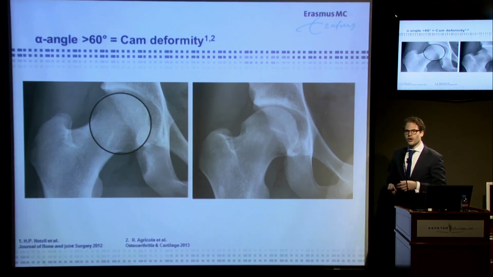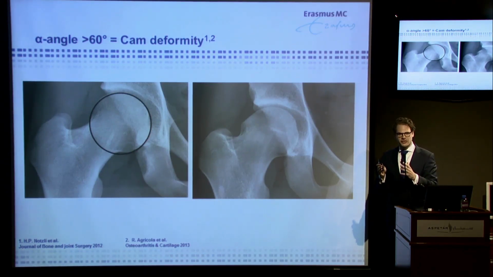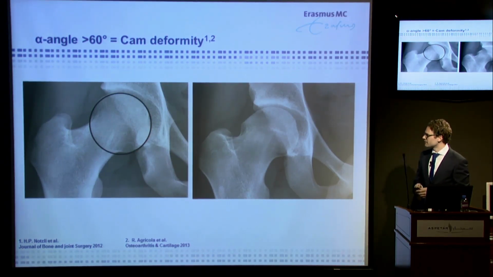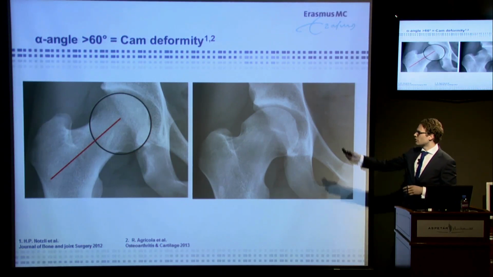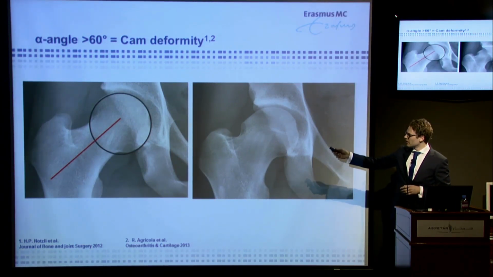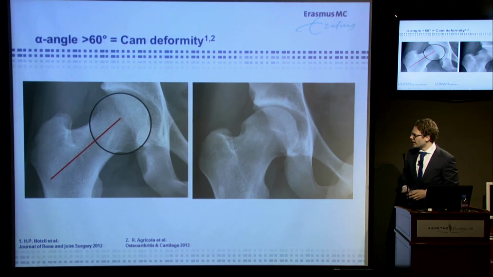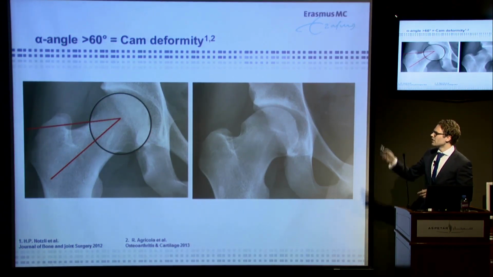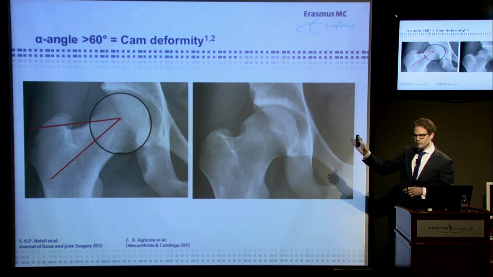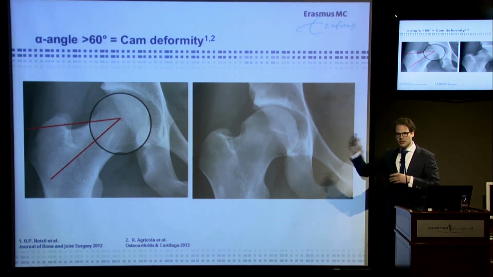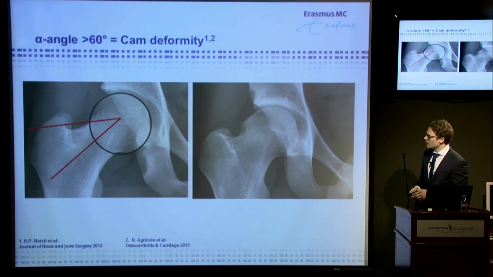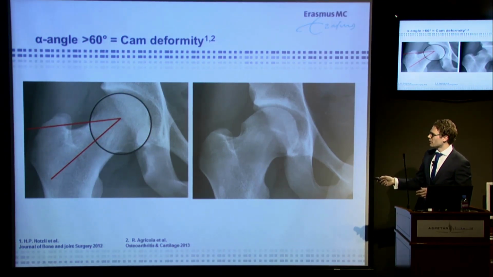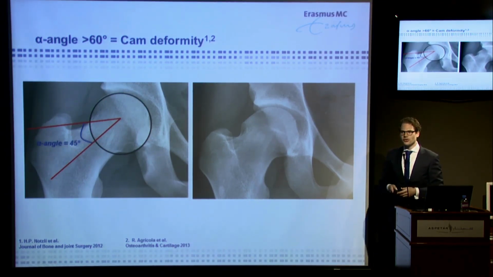The alpha angle is drawn by first fitting a best fitting circle around the femoral head. Then a line is drawn from the center of the head through the center of the femoral neck. And then a second line is drawn from the center of the femoral head through the point where the bone first departs from the circle. In a spherical femoral head, the alpha angle is usually low.